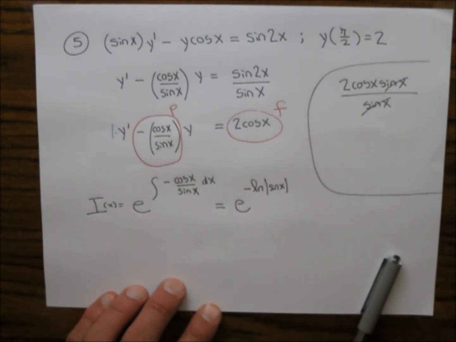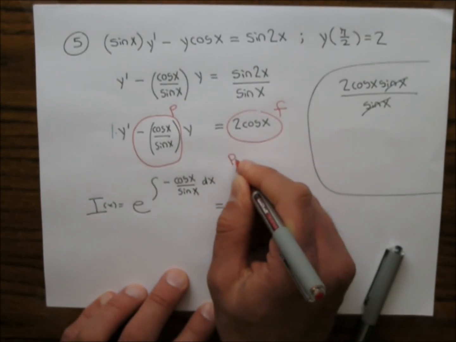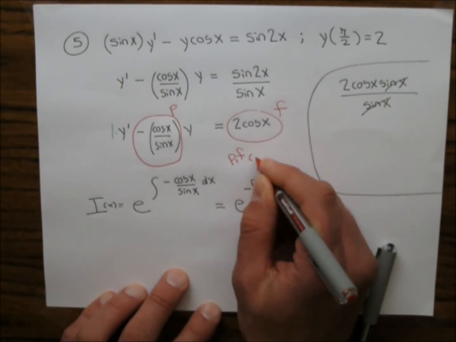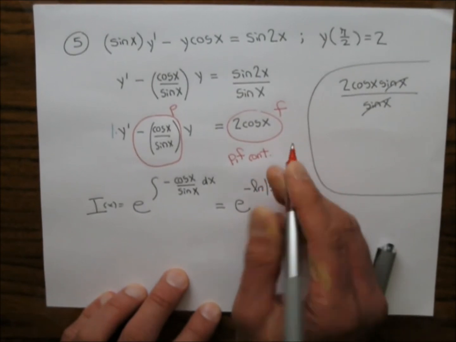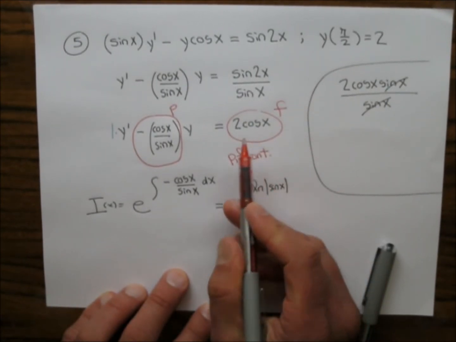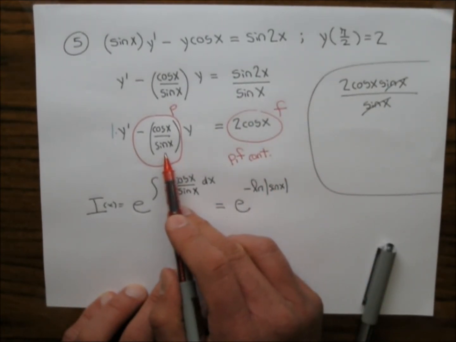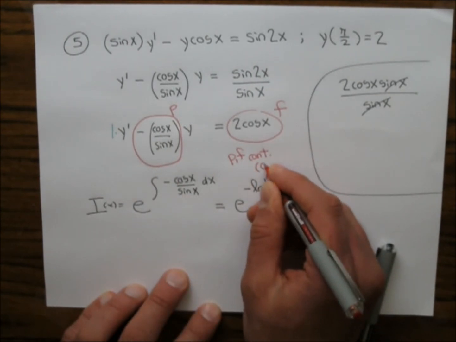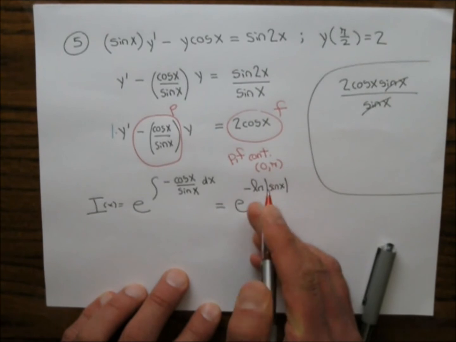The one thing we didn't write out is about p and f. They are continuous. Well, f is continuous for all real numbers. Sine, we don't want that to be 0, so we're going to say this is continuous from 0 to pi. So think of the sine graph.